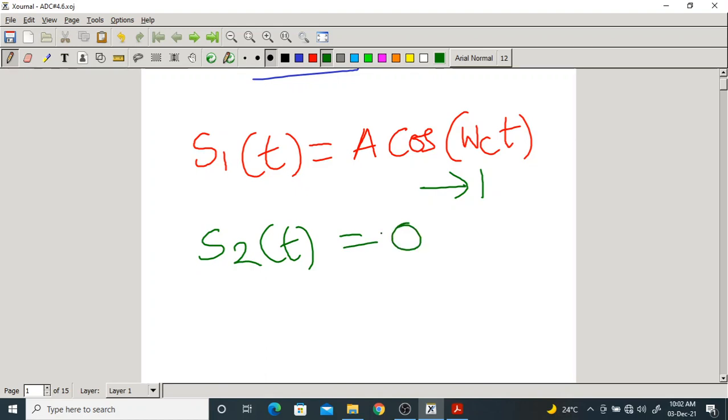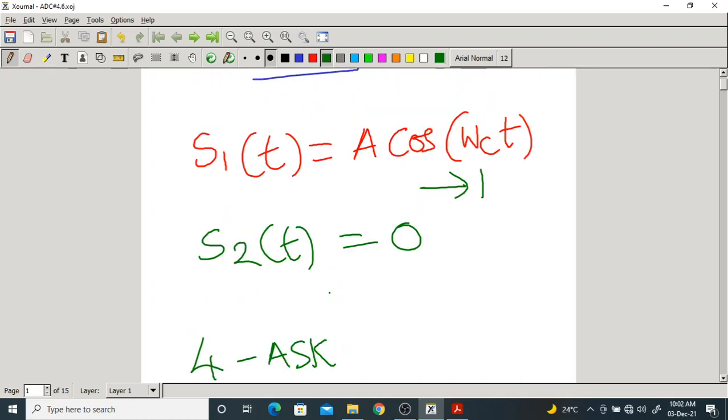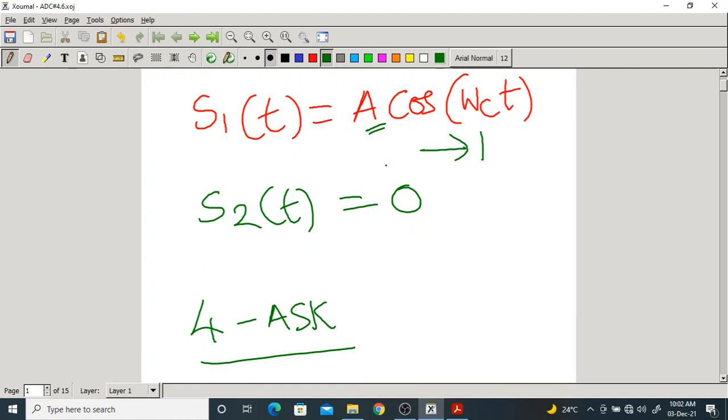Suppose this is M equal to 2. If you take 4 ASK, it is the next version of BASK. There we may use 4 different amplitude levels. There we change A. But here, instead of changing A, for the second waveform we are just transmitting 0, which means we are not transmitting anything. Nothing is being transmitted.